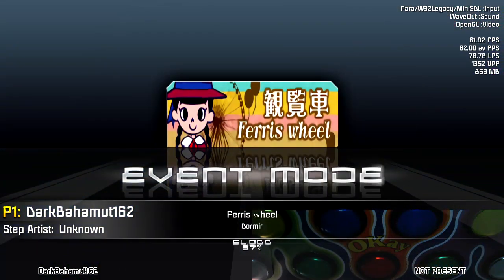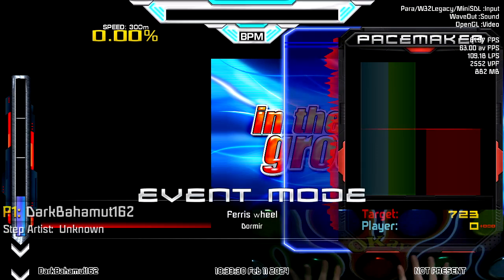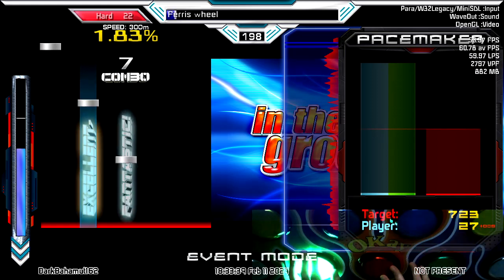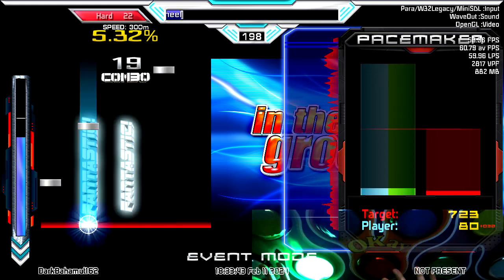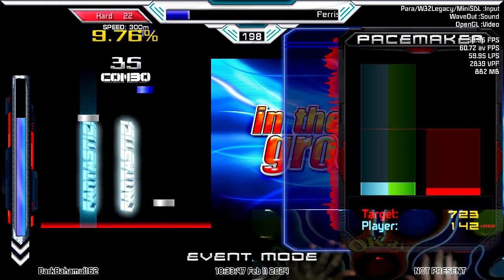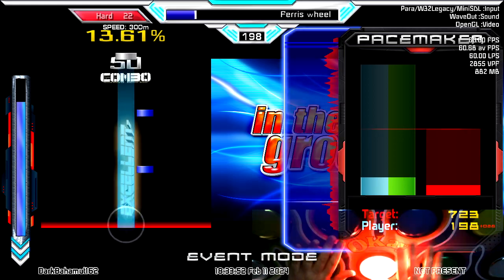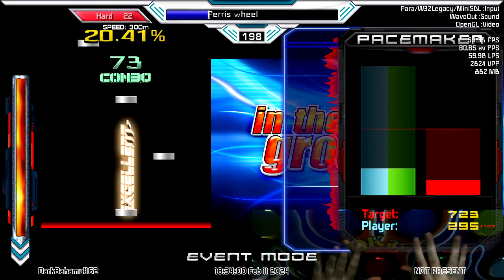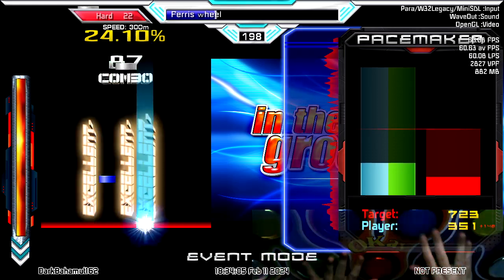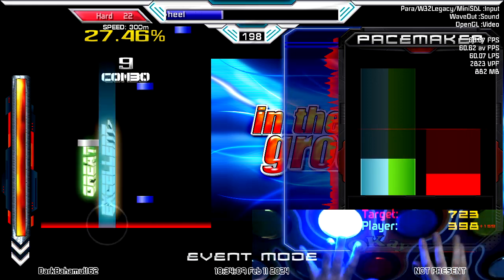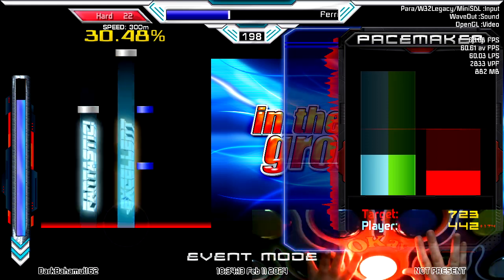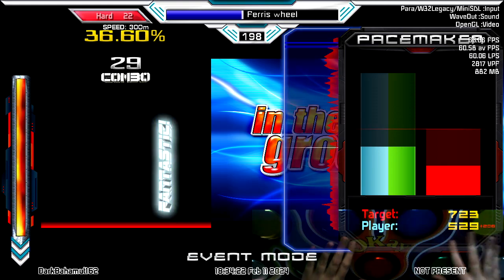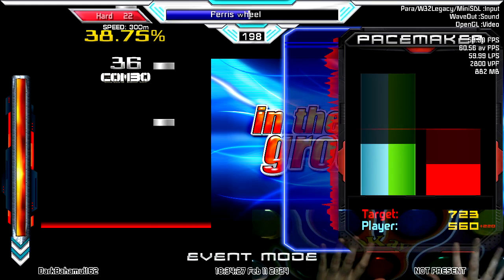Another one of the sort in terms of around level 20. Why is it like this? The fuck? Yeah, there is a desync.